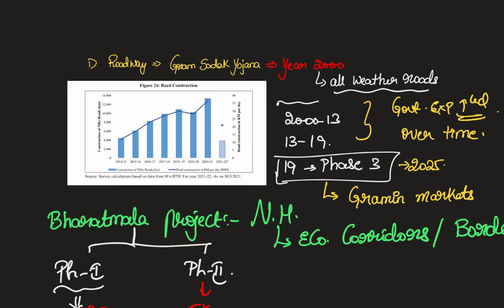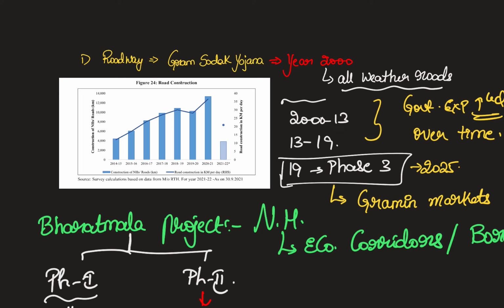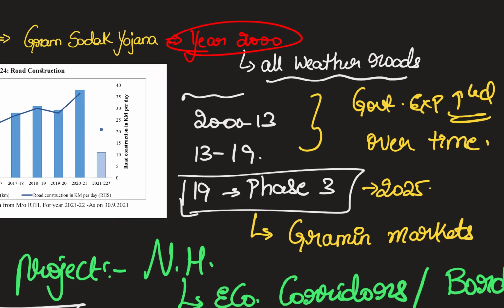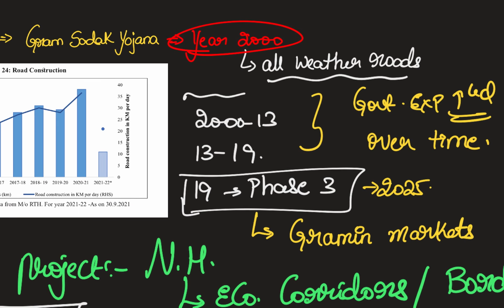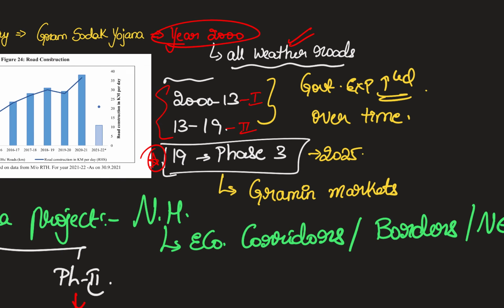Under the transportation sector, let us have a look at various segments. The first one is roadways. In the year 2000, our Prime Minister Shri Atal Bihari Vajpayee initiated a scheme called the Pradhan Mantri Gram Sadak Yojana. Basically, it's about construction of all-weather roads. If we look at the trend, phase 1 was from 2000 to 2013, phase 2 from 2013 to 19, and in the third phase, in 2019, we started focusing on connecting important rural areas like Gramin markets. This is just one example.